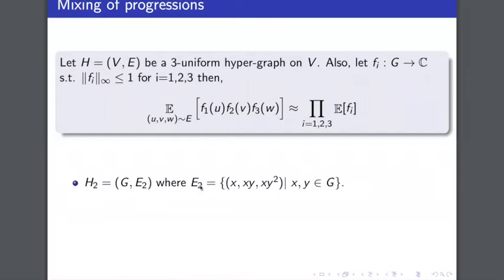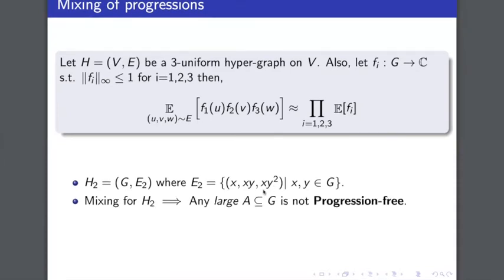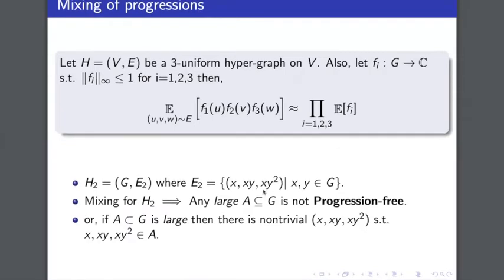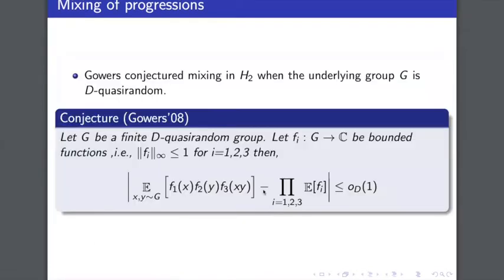Here, again, just to recall, the H set is the set of all non-trivial three-term progressions in G. So a mixing for the hypergraph H2 will imply that any large subset A in G will not be three-term progression free. The argument is the same as before. And Gowers, in the same 2008 paper where he defined quasi-random groups, conjectured the mixing over the hypergraph H2 when the underlying group G is d-quasi-random.